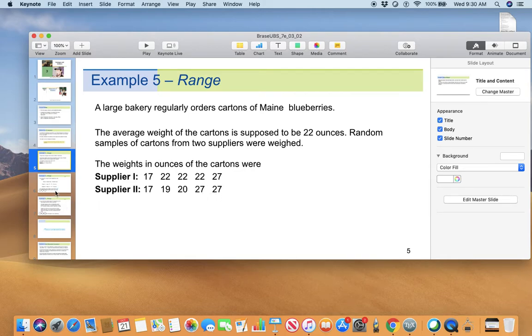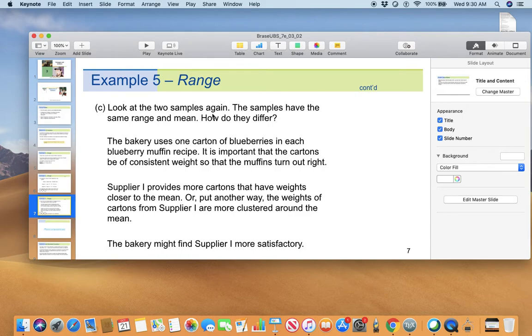So which one is the better measure? Let's look at the two samples again. The samples have the same range and mean. How do they differ? The bakery uses 1 carton of blueberries in each blueberry muffin. It is important that the cartons be of consistent weight so that the muffins turn out right. Supplier 1 provides more cartons that have weights closer to the mean. Put in another way, the weights of cartons from supplier 1 are more clustered around the mean. The bakery might find supplier 1 more satisfactory.